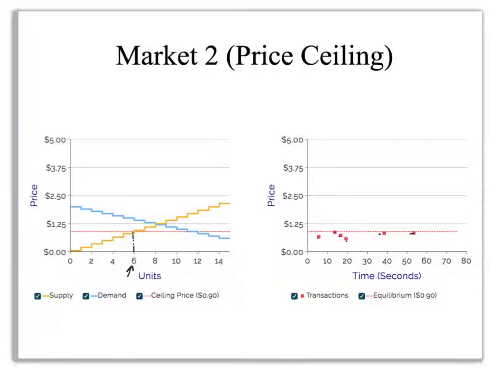And on average, across all markets, about 5 oranges were bought and sold in each market, and the average price was about 66 cents an orange, so below that price ceiling of 90 cents, which is binding because it is below the equilibrium price of $1.20 per orange.